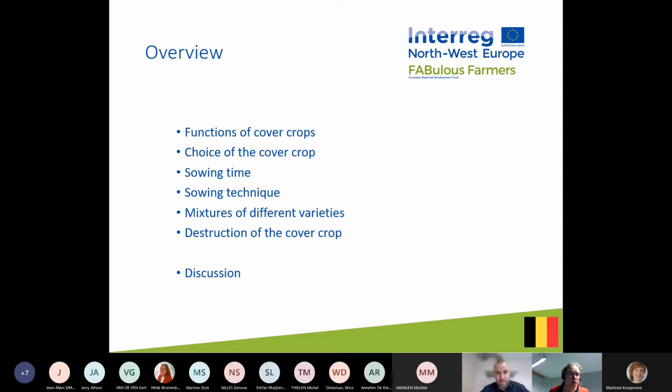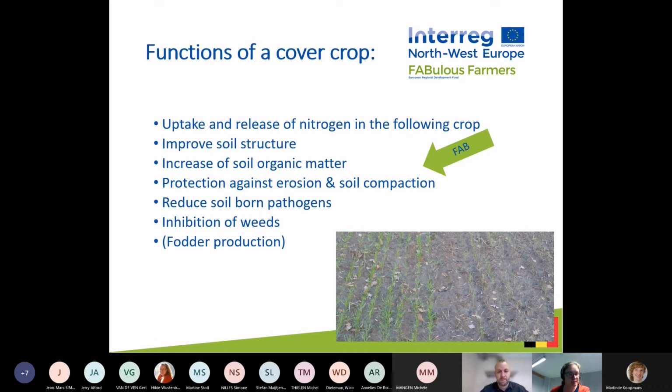Maybe a short overview of what we are going to present. First of all, the functions of the cover crops, how to choose the cover crop, how to sow, the techniques and the timing of it, different mixtures and varieties, and the destruction of the cover crop. So we are going to do an overview of the entire process of the cover crop.